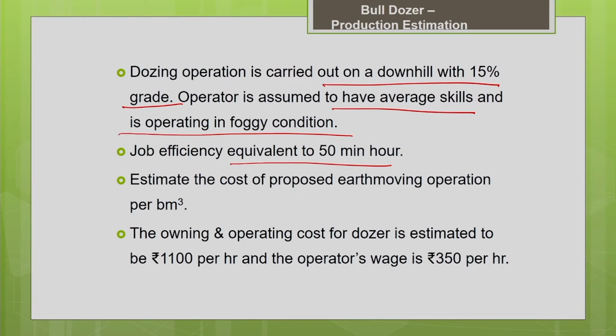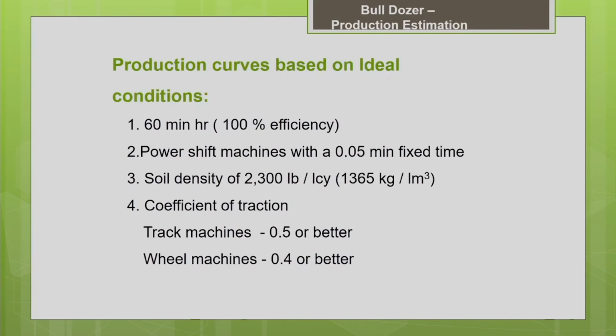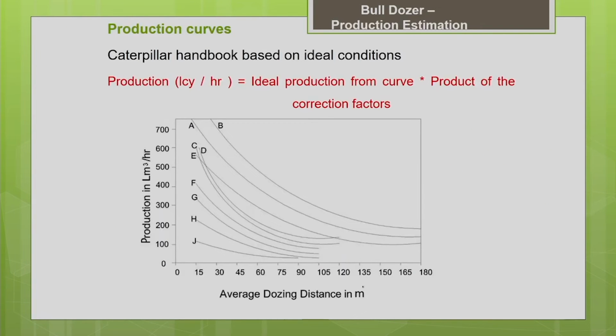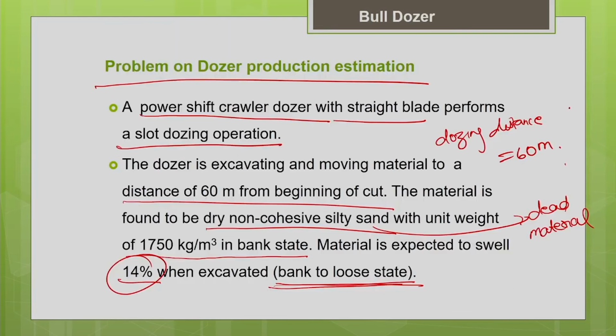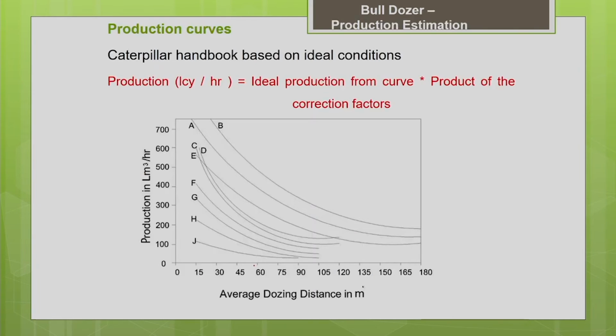Before moving further, let us recollect what we learnt earlier. In this we are going to make use of the production curves supplied by the manufacturer for the particular model. I hope you remember the sample production curves which I have shown you earlier. If you know the dozing distance, I can find the production from the curves. In this case, the dozing distance is given as 60 meter. Corresponding to the dozing distance, if you know the model, you can calculate the productivity.